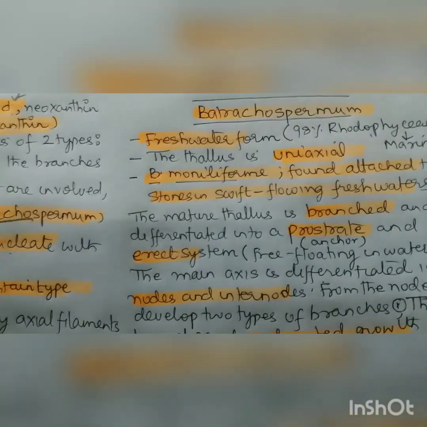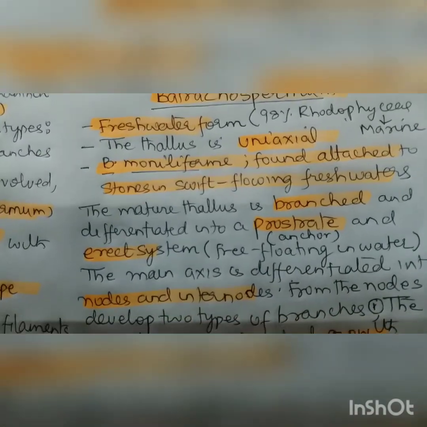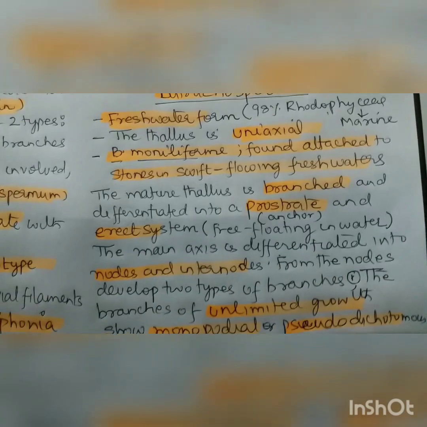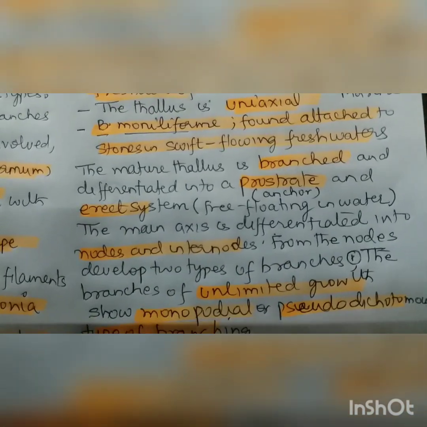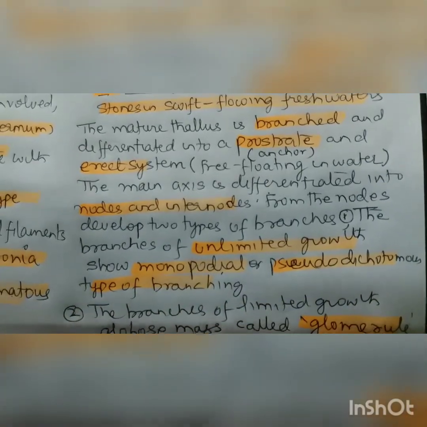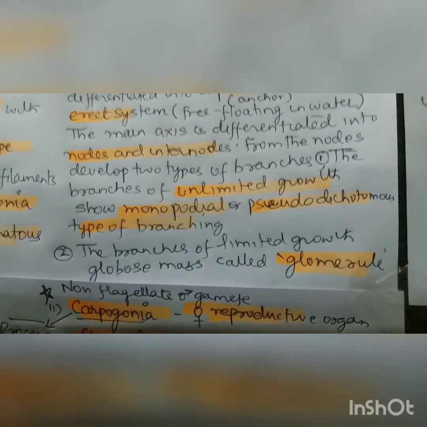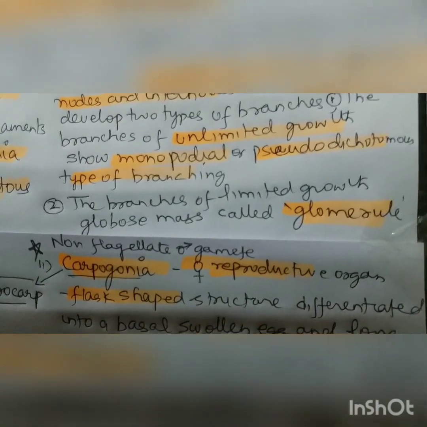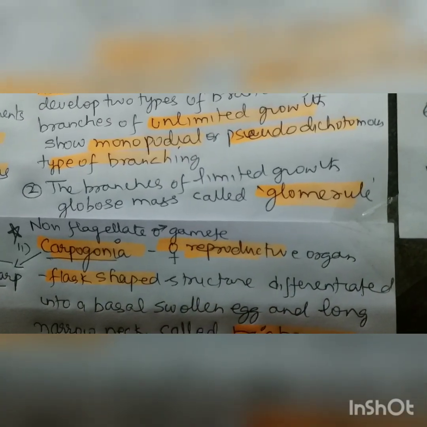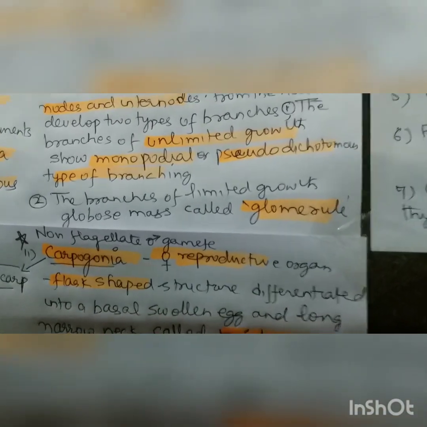The thallus is uniaxial. I already told you uniaxial. So Batrachospermum moniliforme is found attached to stones in swift flowing fresh water, right? The mature thallus is branched and differentiated into prostrate and erect systems, right? The main axis is differentiated into nodes and internodes, and from the nodes develop two types of branches. The branches of unlimited growth show monopodial or pseudodichotomous type of branching, and the branches of limited growth result in a globose mass called glomerule, right?